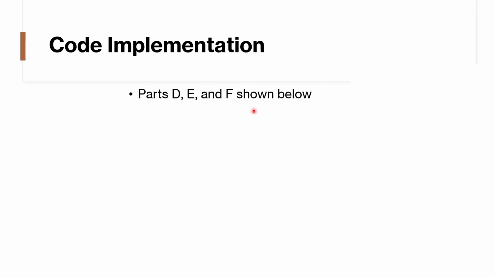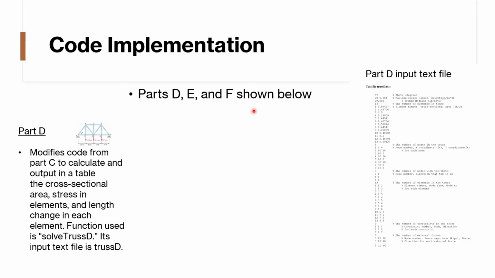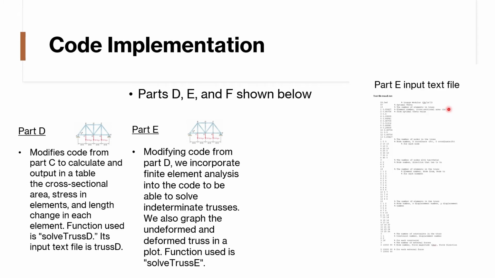Continuing with the implementation of code, we have part D here, which uses the function solve_truss_d and takes truss_d as an input file and outputs the cross-sectional areas, stresses, and the change of length in each element. Part E uses solve_truss_e, which is a function modified to solve statically indeterminate truss systems. This function takes truss_e as its input file and outputs the displacements and stresses.